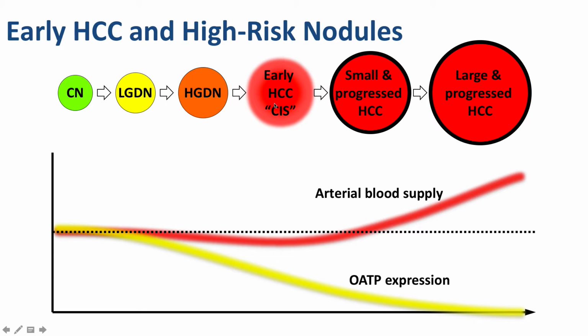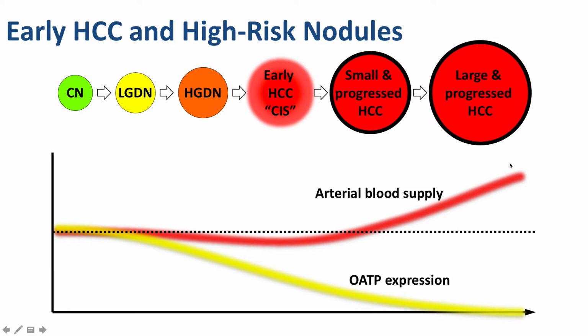And then there's some cell in here that will develop more mutations or epigenetic alterations, become frankly malignant, and through clonal expansion, eventually form a small, frankly malignant or progressed HCC, and then over time this will grow. At any rate, during this hepatocarcinogenesis, this is what happens to the arterial blood supply. Notice that the arterial blood supply actually diminishes just a little bit before going up.